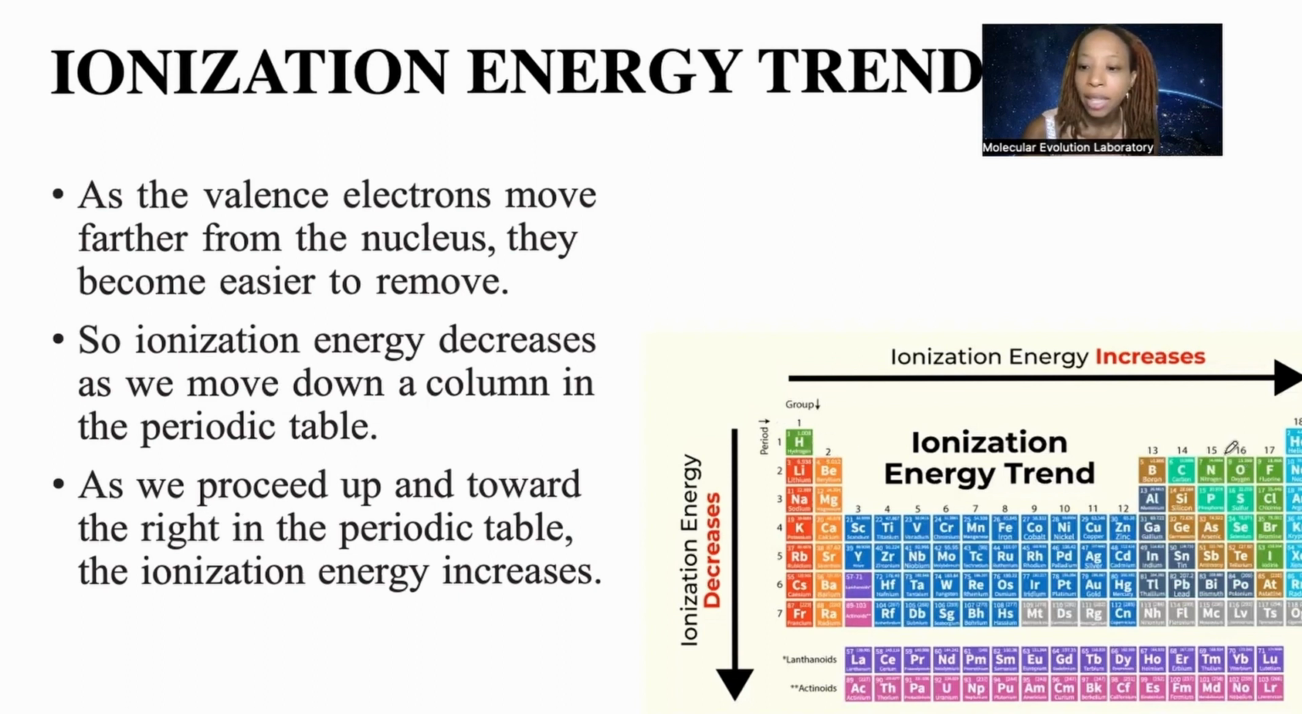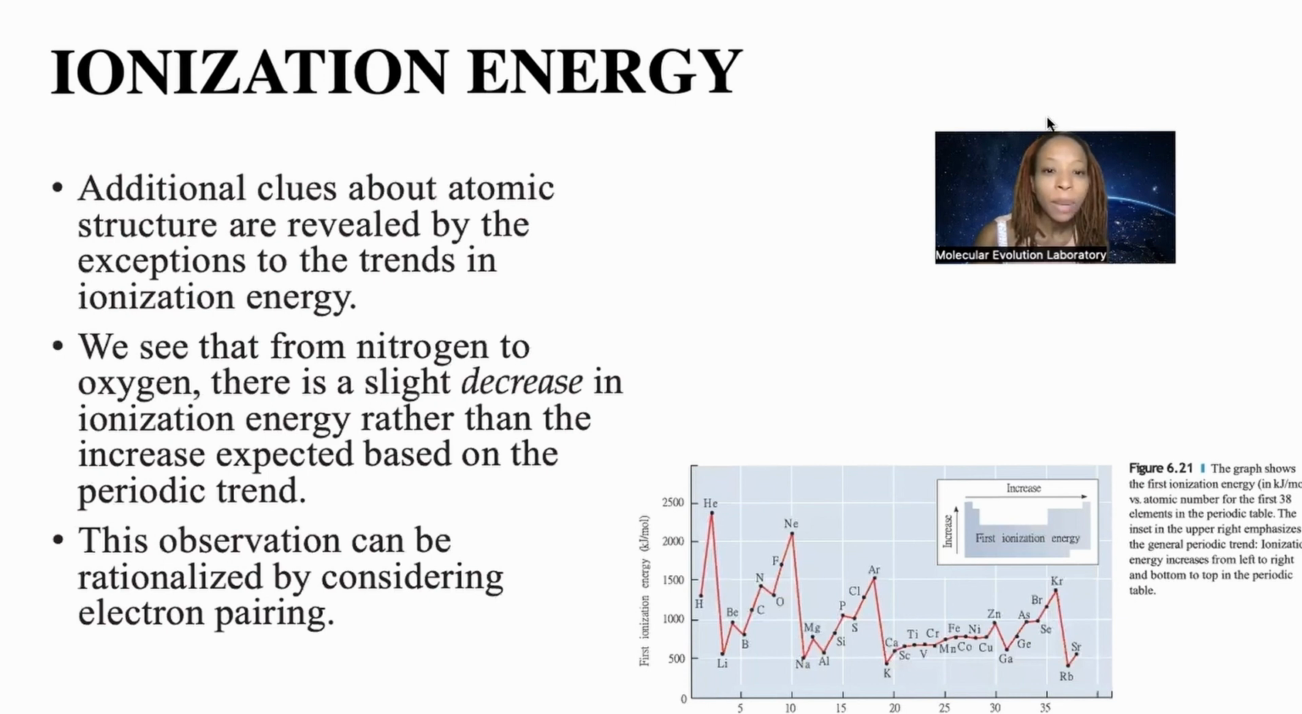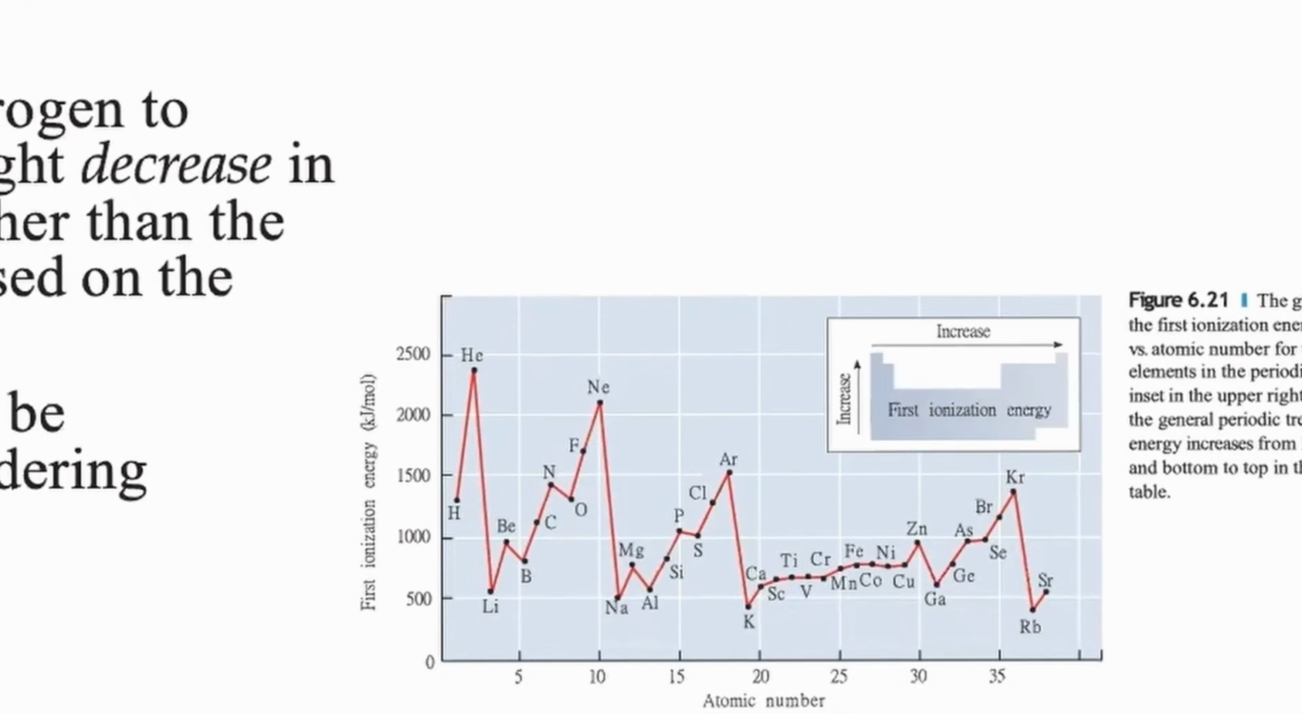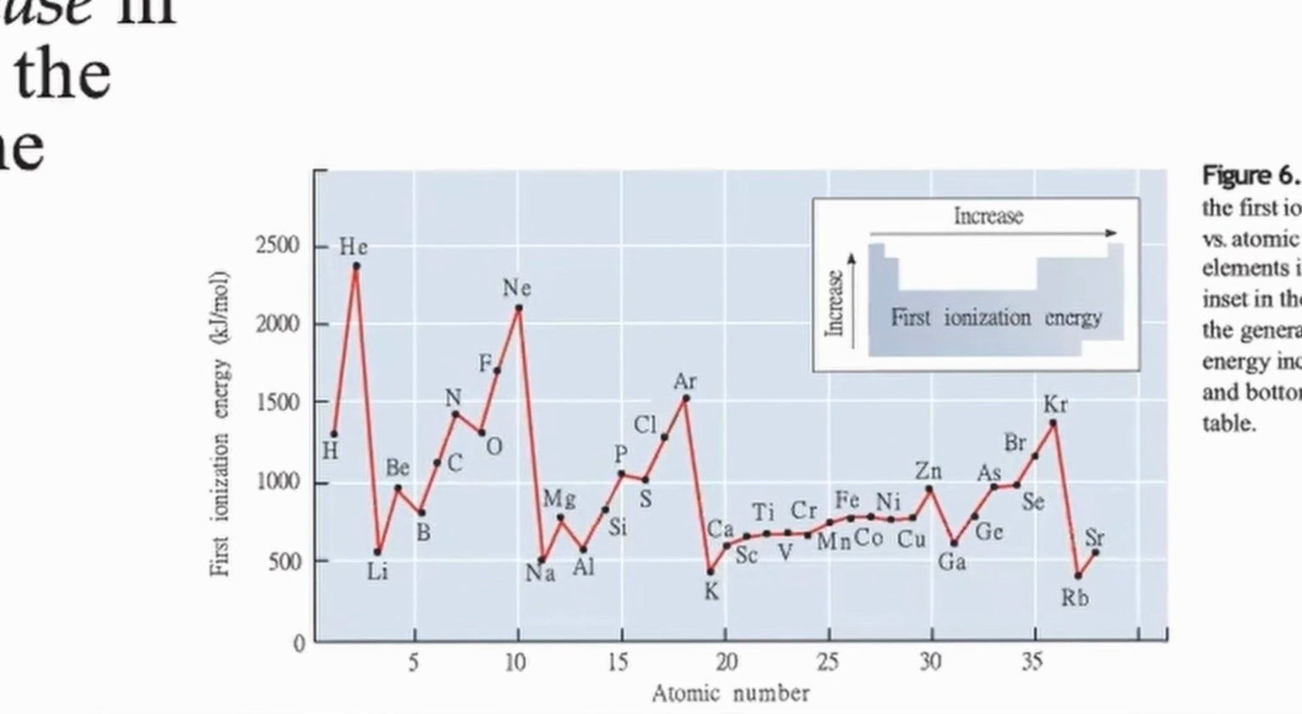Here we have one valence electron, two valence electrons, one valence electron as well, two valence electrons. Boron in this case would have three valence electrons. Additional clues about the atomic structure are revealed by the exceptions to the trends in ionization energy. We see that from nitrogen to oxygen, there is a slight decrease in ionization energy rather than an increase expected based on the periodic trends.